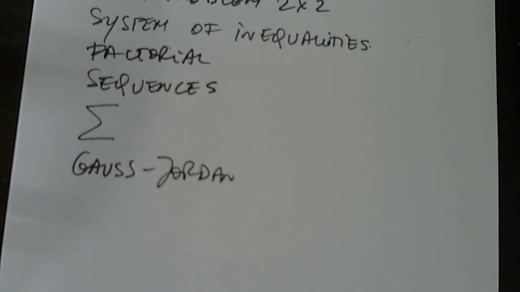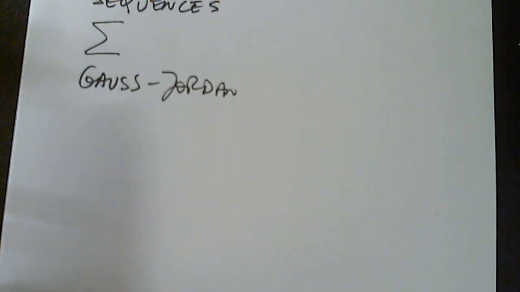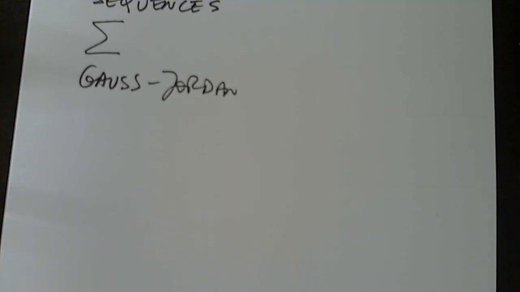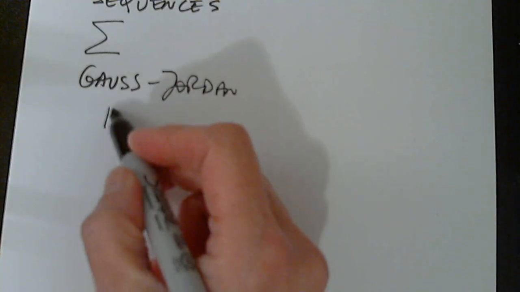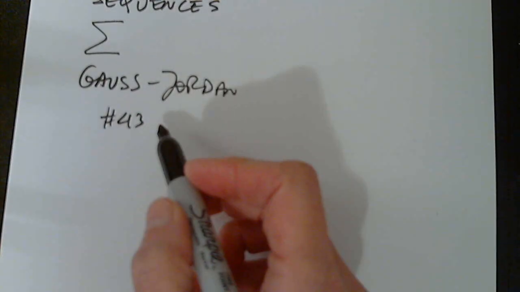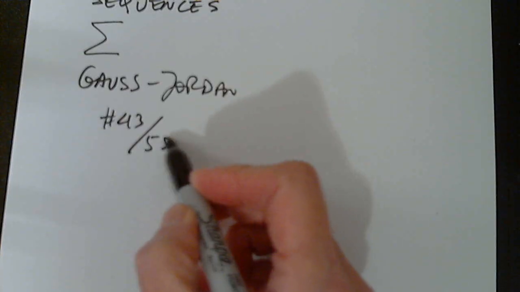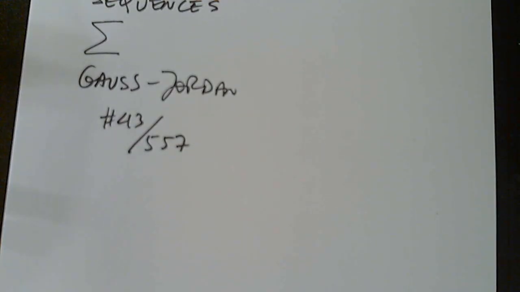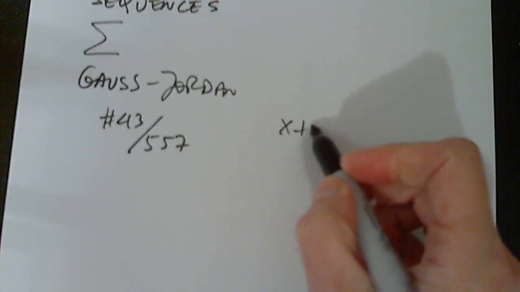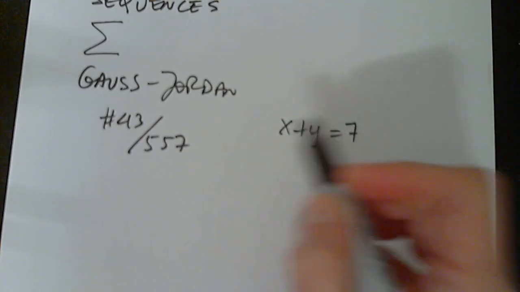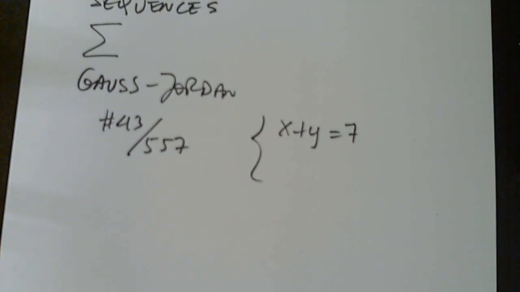Okay, let's look at 43. So this is number 1. Okay, the sum of 2 numbers is 7. How do I write that? The sum of 2 numbers is 7. X plus y equals 7. That's it. As you know, each sentence gives us an equation.